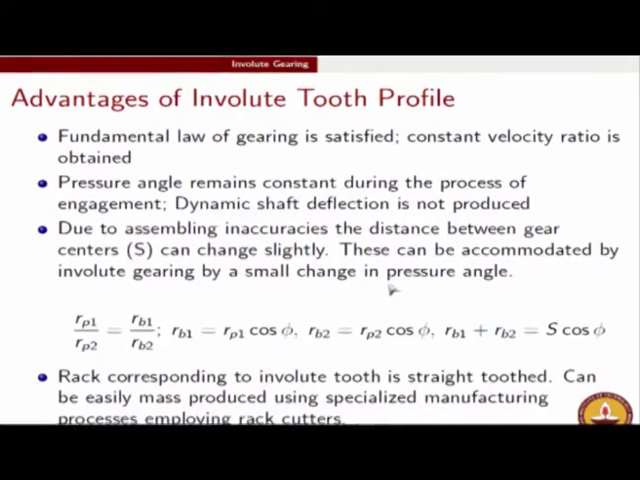Please look at it, but at this point I will simply suffice to say that the rack cutter corresponding to an involute tooth is actually straight faced. So making that rack cutter is very easy, and when you have that rack cutter meshing on a circular gear blank, naturally it will generate out this involute tooth, which makes the involute tooth a real advantage in terms of manufacturing issues also.